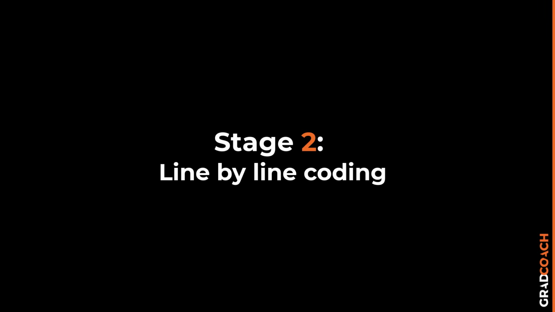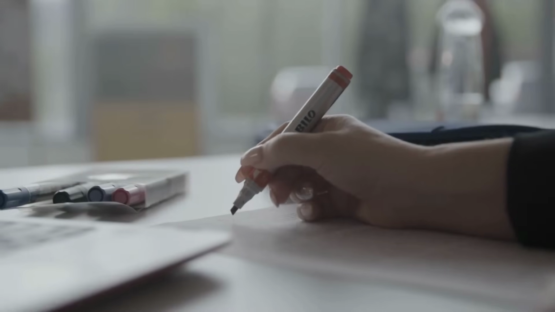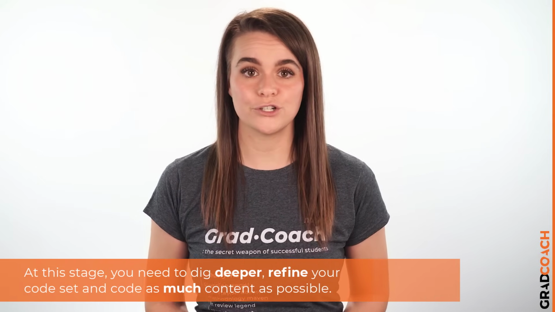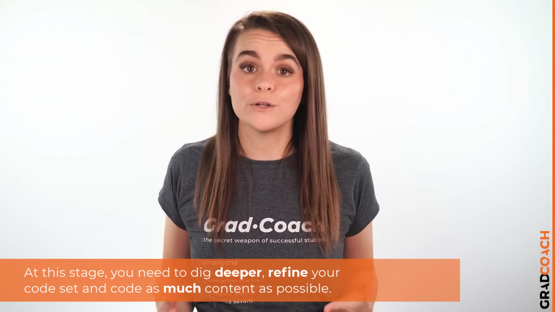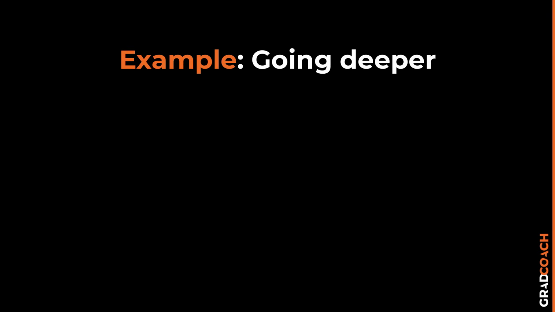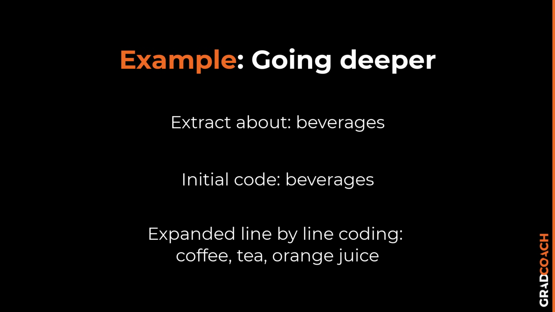Stage 2, line-by-line coding. Line-by-line coding is pretty much exactly what it sounds like. Reviewing your data, line by line, digging deeper, refining your codes, and assigning additional codes to each line. With line-by-line coding, the objective is to pay close attention to your data, to refine and expand upon your coding, especially when adopting an inductive approach. For example, if you have a discussion of beverages and you previously just coded this as beverages, you could now go deeper and code more specifically, such as coffee, tea, and orange juice. The aim here is to scratch below the surface.